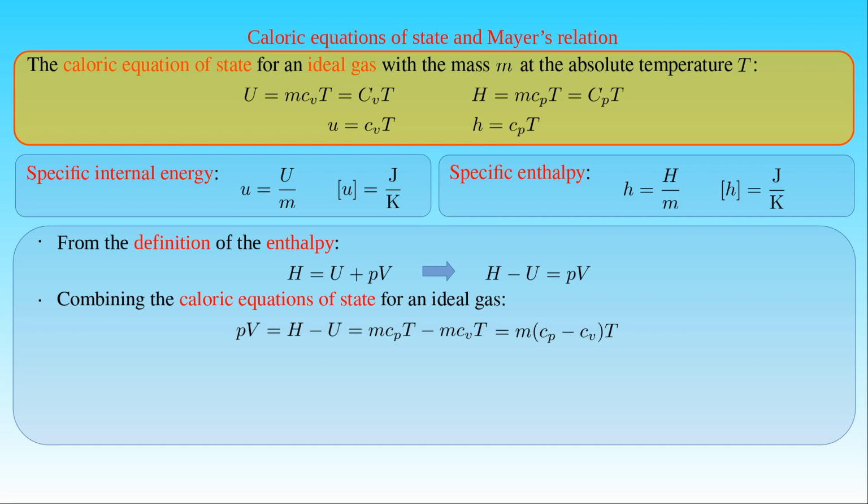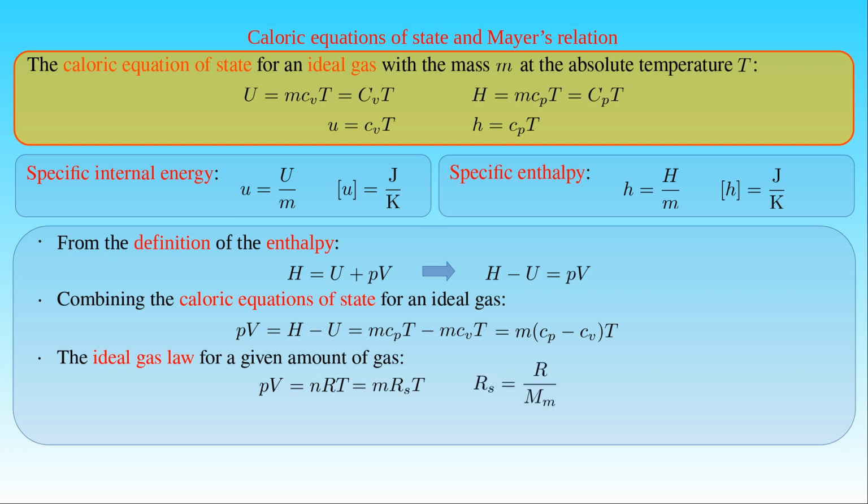Now we can apply the ideal gas law for a given amount of gas, which states that the pressure P of the gas times its volume V is equal to the amount n of the substance times the gas constant R times its absolute temperature T. The right-hand side can also be written as the mass m of the gas times its specific gas constant Rs times its absolute temperature T. The specific gas constant Rs of the gas is given by the ratio of the universal gas constant R to the molar mass Mm of the gas, which is equal to the amount n of substance times the gas constant, divided by the mass m of the substance.